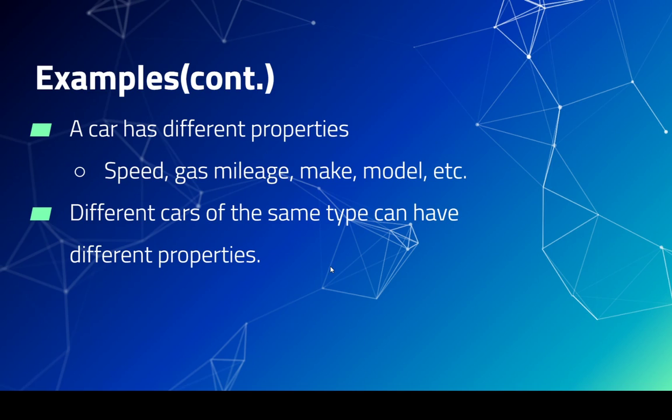The car will have different properties, like, for example, speed, gas mileage, the make and the model. And those vary from car to car, right? Not every car has the same gas mileage and speed. Make and model are like the name and type of the car. If you don't know what a make or model is, a model would be like an iPhone S, and a make would be like whether it's Apple or Android. That's what those mean.